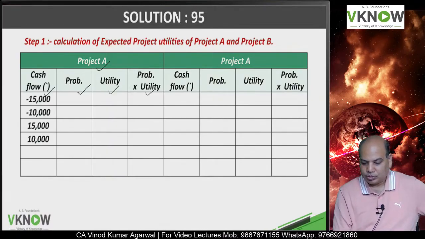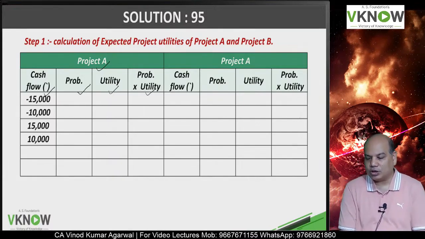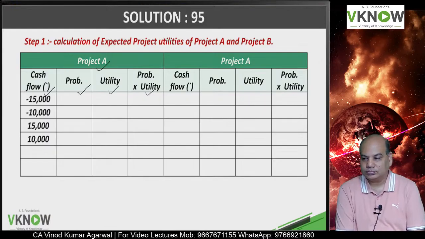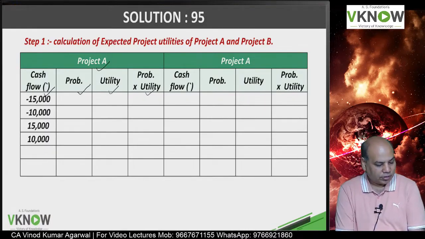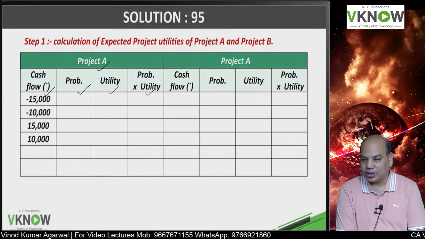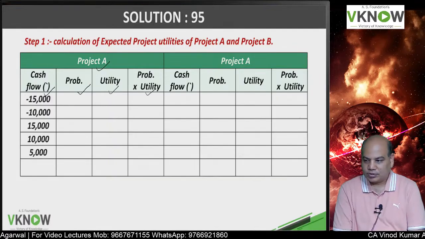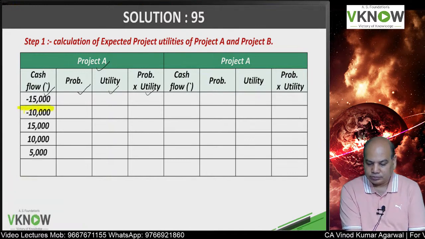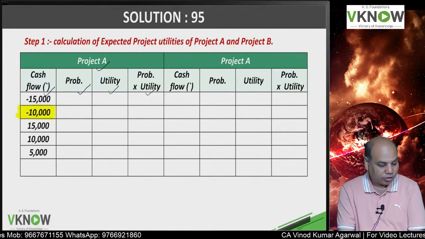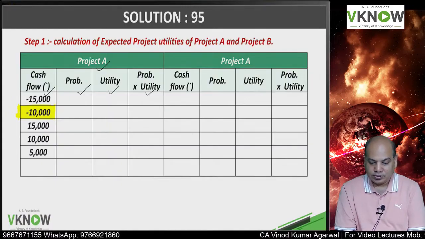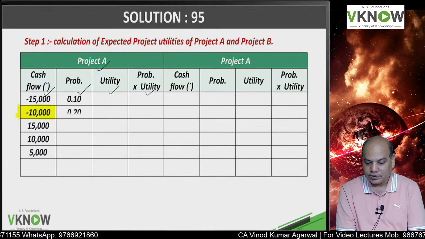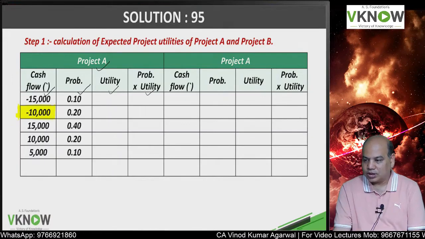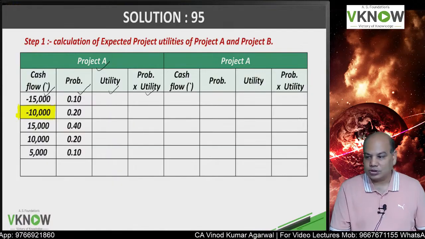And now after you have drawn the format, write down, in project A, cash flows given are 15,000 negative, 10,000 negative, 15,000 positive, 10,000 positive and 5,000. The second number is minus 10,000. If by mistake in your book some other number is printed, you make it minus 10,000. Probability is given in the problem. These 2 columns are from the question only.